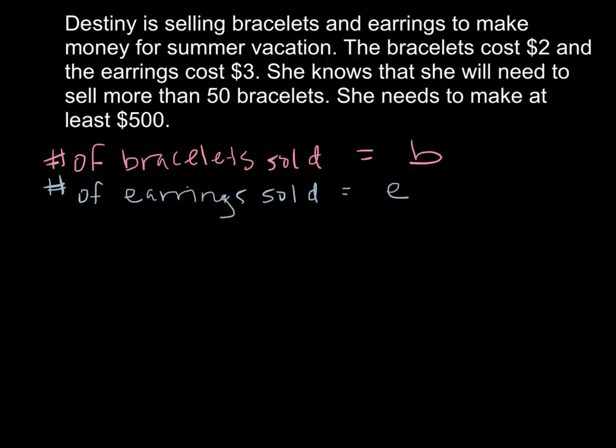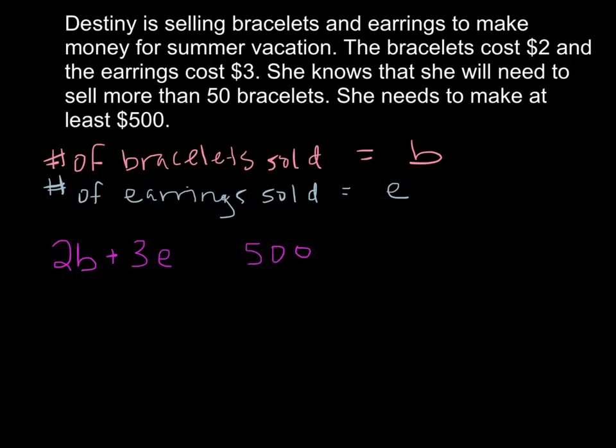So if we have that bracelets cost $2 each, so bracelets are B, right? 2B, and our earrings cost $3, so 3E. So if we had one bracelet, we'd make $2, right? Because 2 times 1 is 2. If we had one pair of earrings, then we'd make $3, correct? And she needs to make at least $500. So the $500 is going to go here.